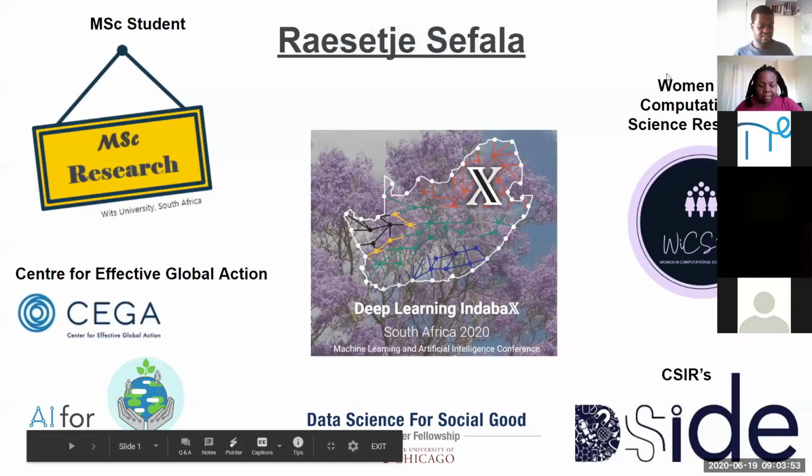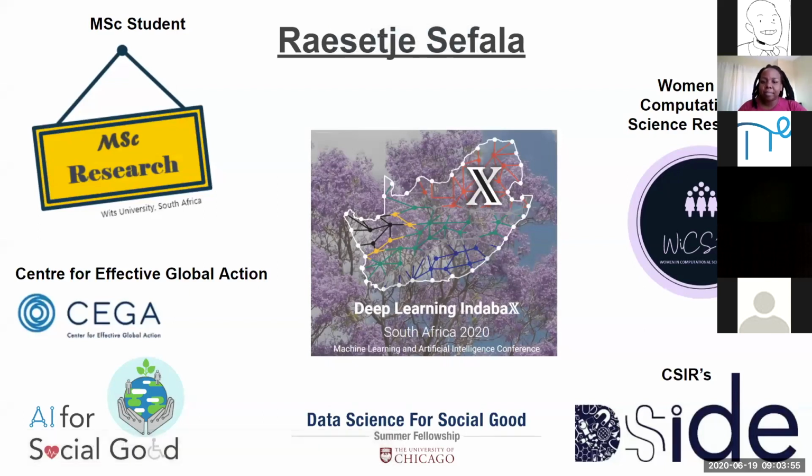Okay, well, my name is Raesetje Sefala, and I'm currently a master's student at Wits University. However, I've just submitted my dissertation and I'm waiting to be examined. So I am currently a research assistant at the Center for Effective Global Action at UC Berkeley in California.